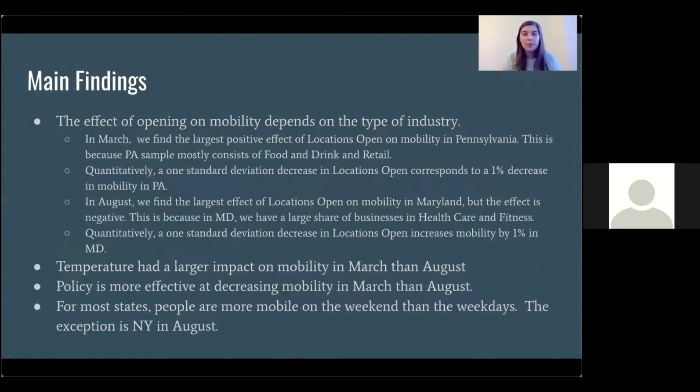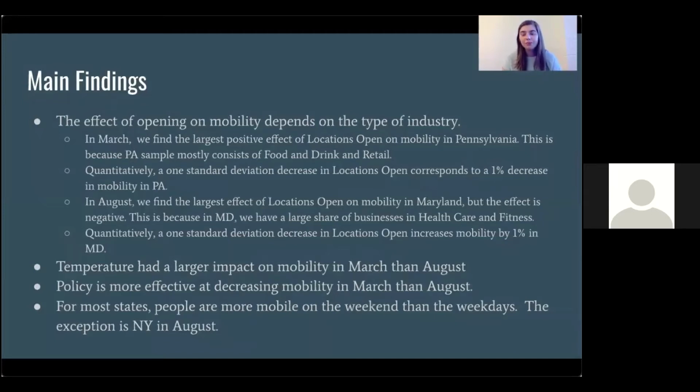Now to talk about my main findings, we find that the effect of mobility depends largely on the type of industry. For example, in March, we found the largest effect on mobility was in Pennsylvania. A 1 standard deviation decrease in locations open corresponds to a 1% decrease in mobility in Pennsylvania. Then in August, we find the largest effect of our locations open variable in Maryland, but the effect is actually negative, which is opposite to what we expect, because that means as places closed down, mobility actually increased.